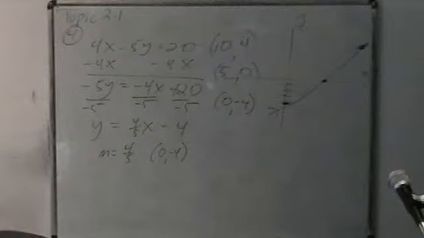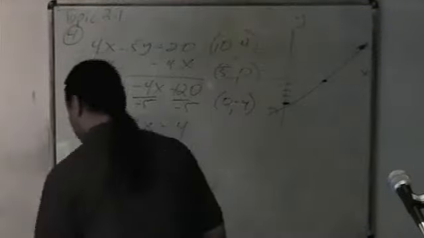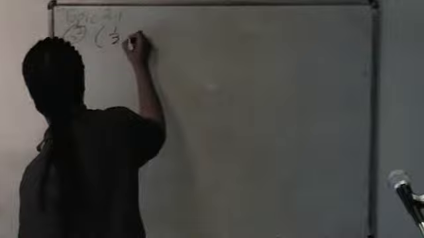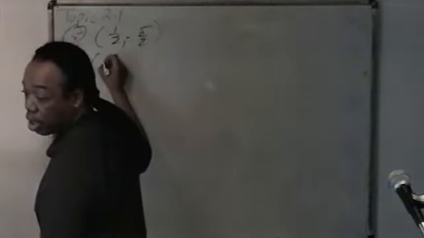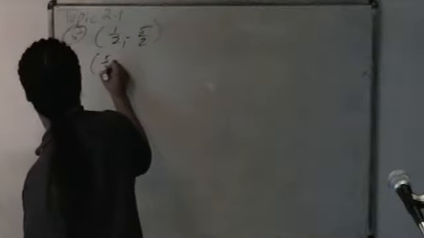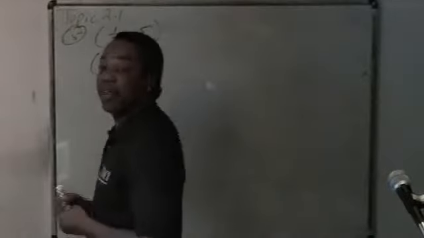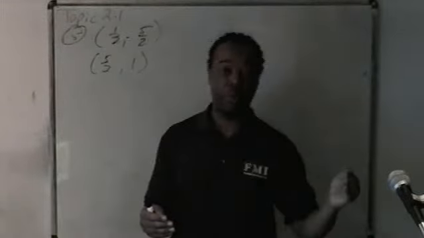Let's look at the next problem, which will be graphing the points. This is number 5. The points are 1/2 and negative 5 over 2, and 5/3 and 1. What we want to do is find the equation of the line that goes through these points.